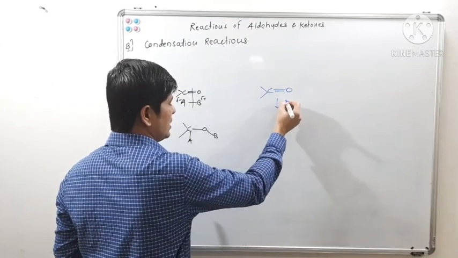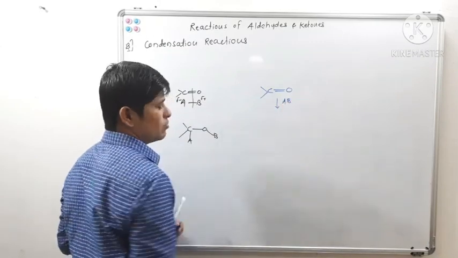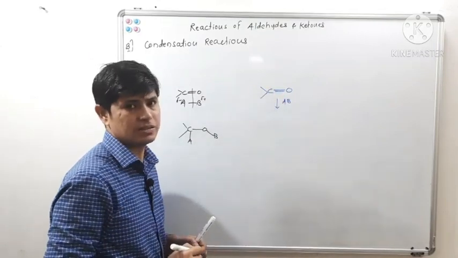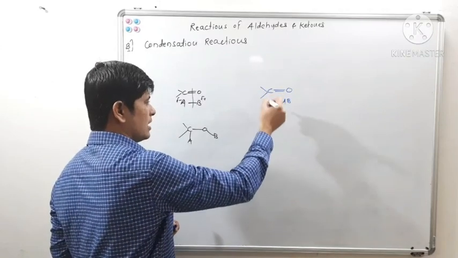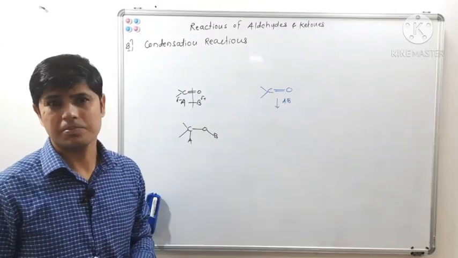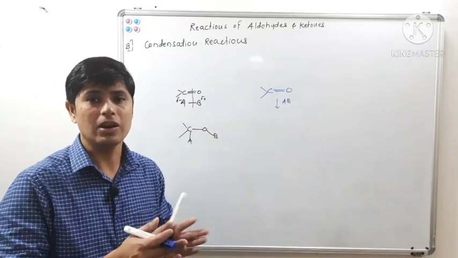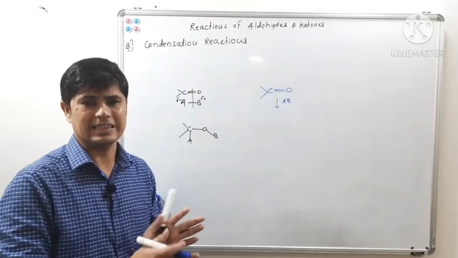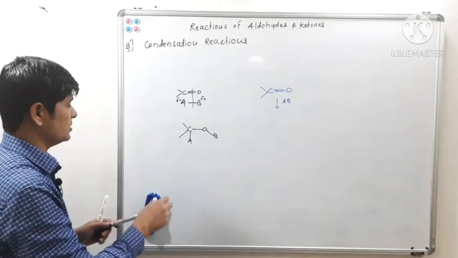nucleophile. Suppose AB is a nucleophile. So this nucleophile will get added to the carbonyl carbon, and there will be a loss of a neutral molecule like water, ammonia, or alcohol. Such a neutral molecule will get lost from that adduct, and that will be a condensation reaction. Now let us see condensation reactions.